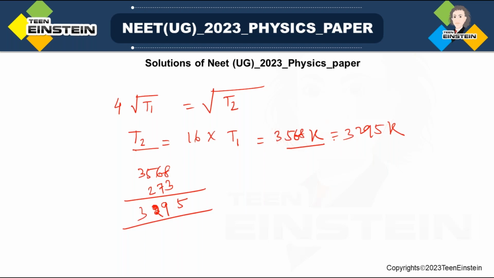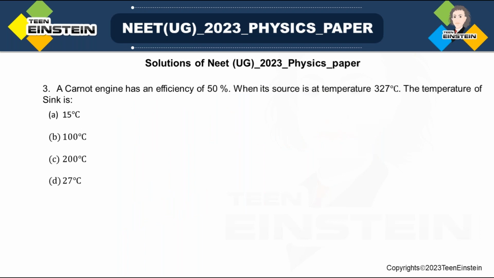3205 95 Kelvin. Oh, I'm sorry, this is not Kelvin, this is degree centigrade. Finally, this is degree centigrade. Let us move on to the next problem.